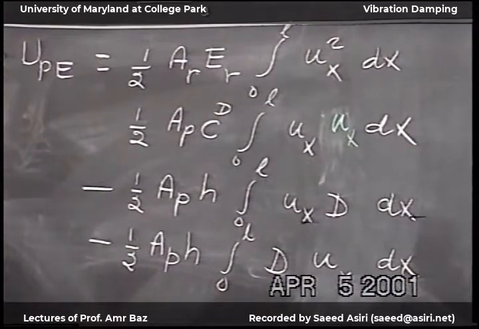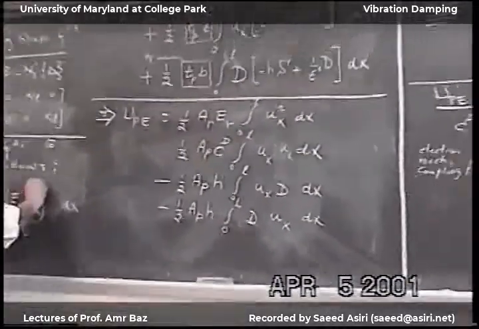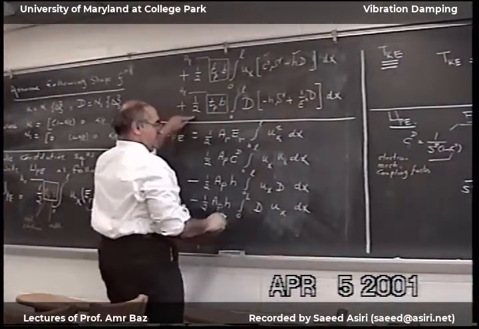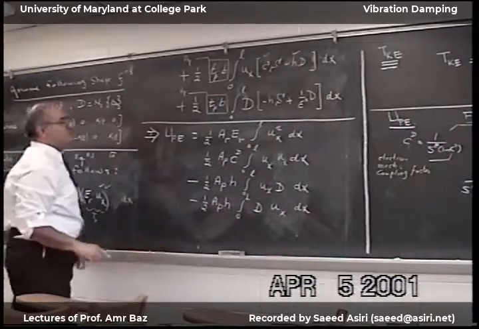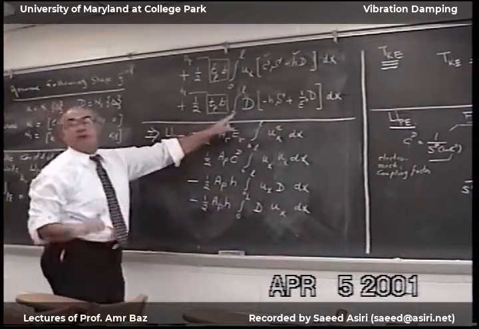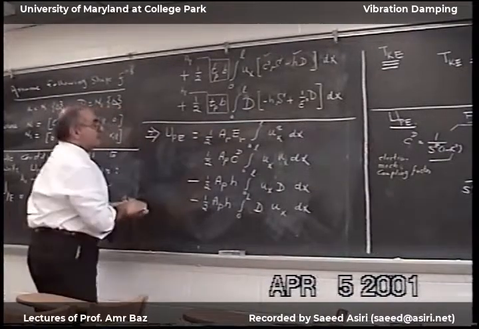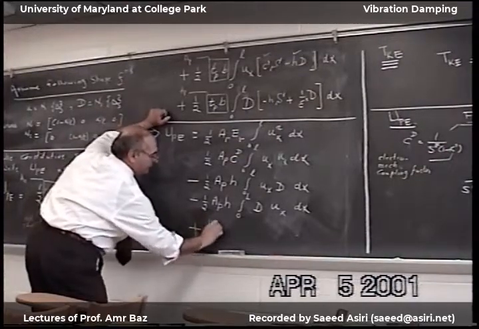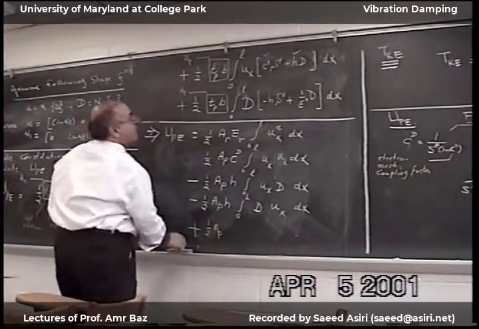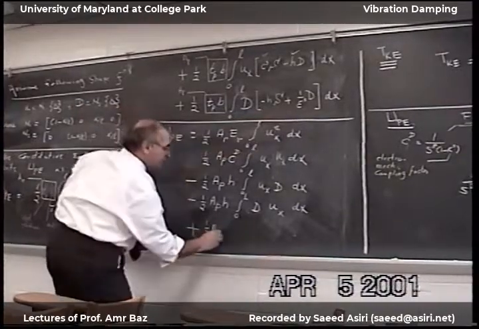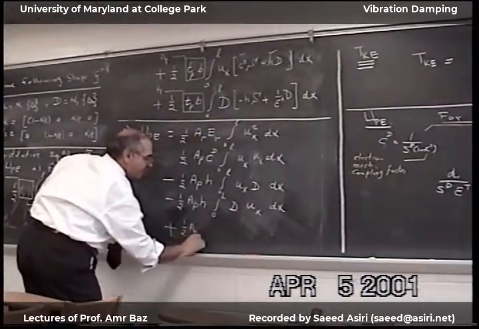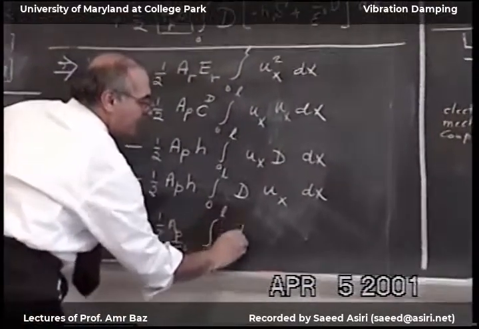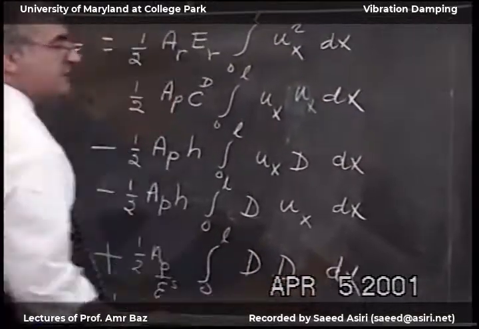Okay, so we finished this term completely. This and this. And then the only term left now is the last term here. Then plus 1/2 AP, and then 1/epsilon S, and then the integral from 0 to L of d and x.